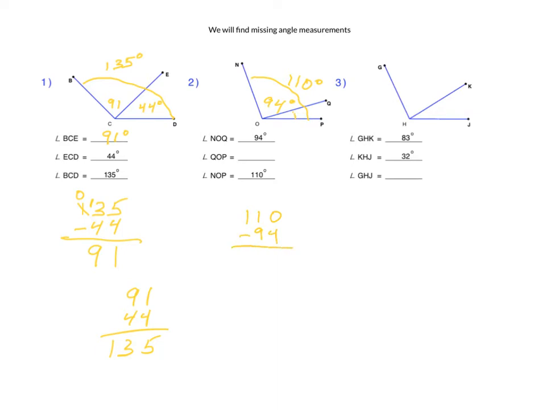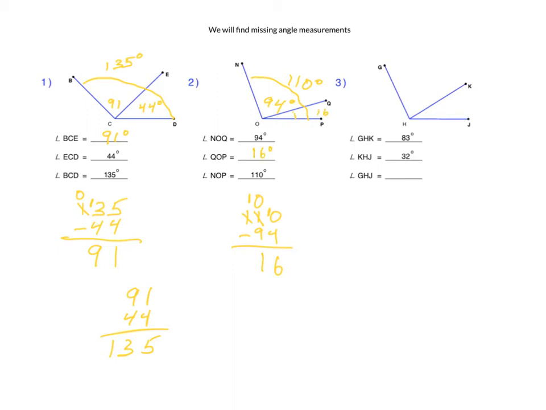So 0 minus 4, you can't do. We need to regroup. We take 110, so this becomes 0. We move it over here, so now we have 10 ones. 10 minus 4 is 6. 0 minus 9 we can't do, so we're going to take this 100, move it into the tens place. Now we have 10 tens. 10 minus 9 is 1. So this measurement's going to be 16 degrees.